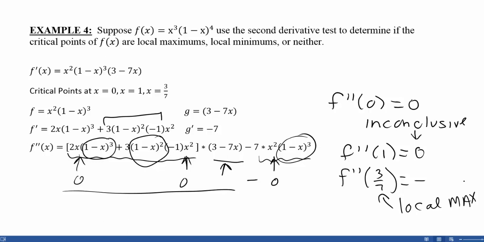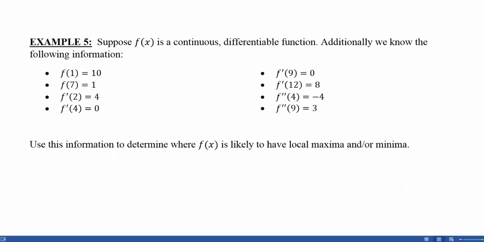A situation where we have a lot of information we have to sort through to try to do some analysis and determine what we know about a function. Example 5. Suppose f of x is a continuous differentiable function. Additionally, we know the following information. So here we have a various amount of information about the function at points, the derivative at certain points, and the second derivative at certain points.